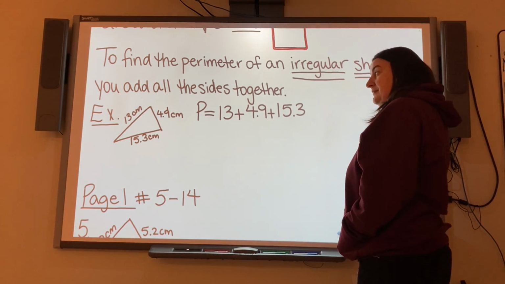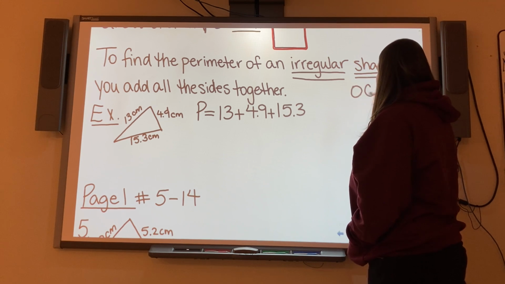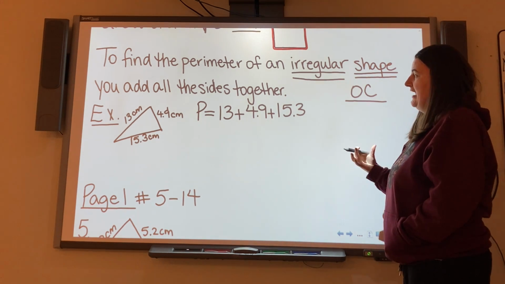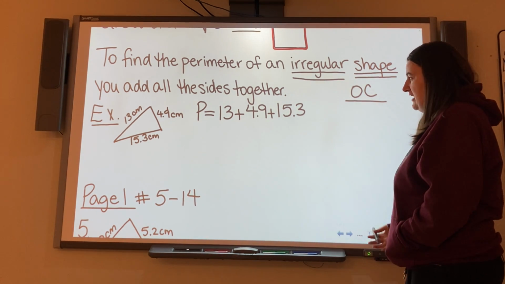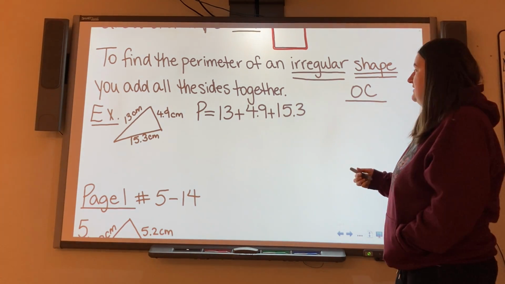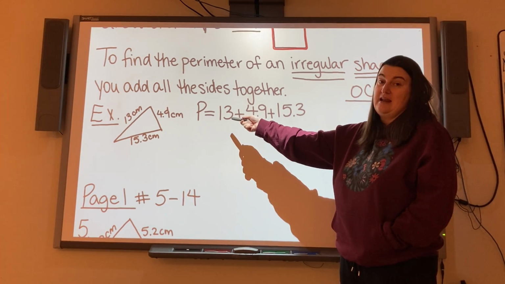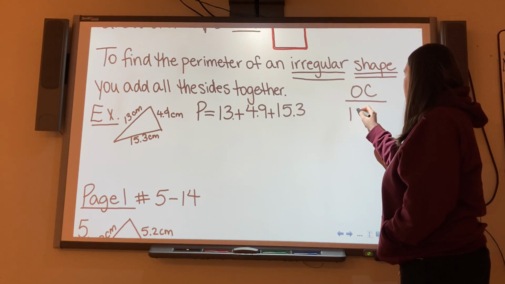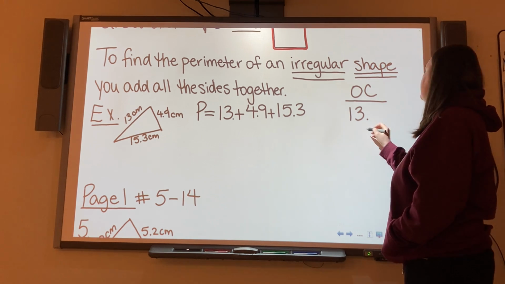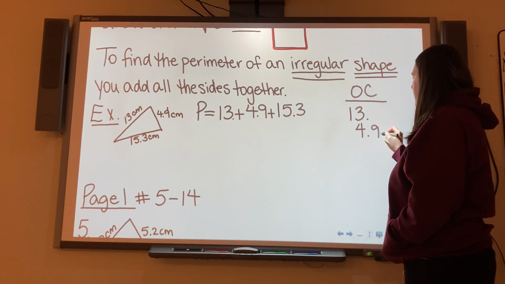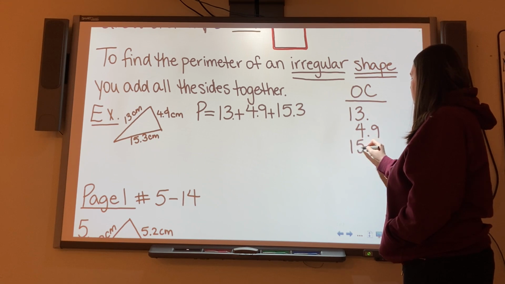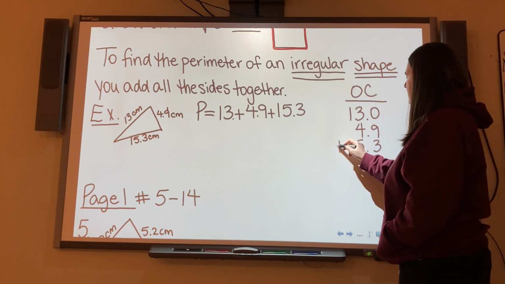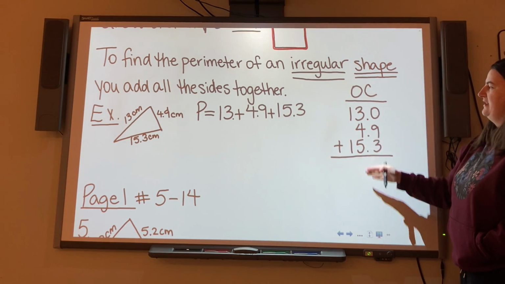Something to remember, we're going to do some outside calculations this week. We're going back to that. And what you're going to need to do, don't forget, when you're adding or subtracting, you need to line up the decimals. So decimal, decimal, this one doesn't have one. I'm going to have to give it a decimal. So I've got 13 decimal, 4.9, and 15.3. So I'll put a 0 up with the 13, and that way all the place values are lined up together.